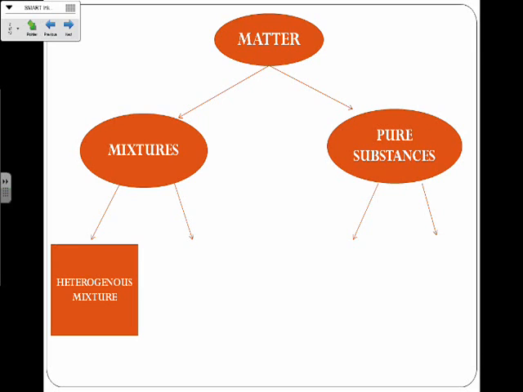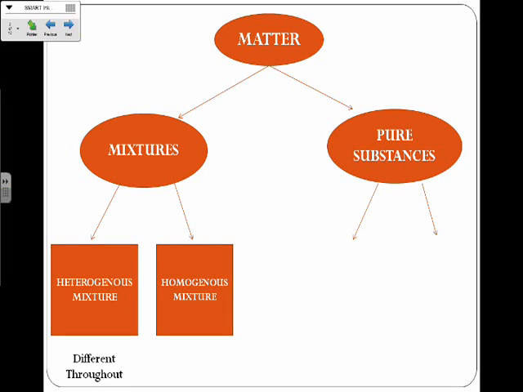Now, we have two different types of mixtures. The first type of mixture we're going to talk about is a heterogeneous mixture. Heterogeneous mixtures are different throughout. That means that you can see the different parts of the mixture. An example would be vegetable soup or a salad. You can go and pick out the different parts of vegetable soup or a salad. That means it's a heterogeneous mixture because you can actually see the different parts that make it up.